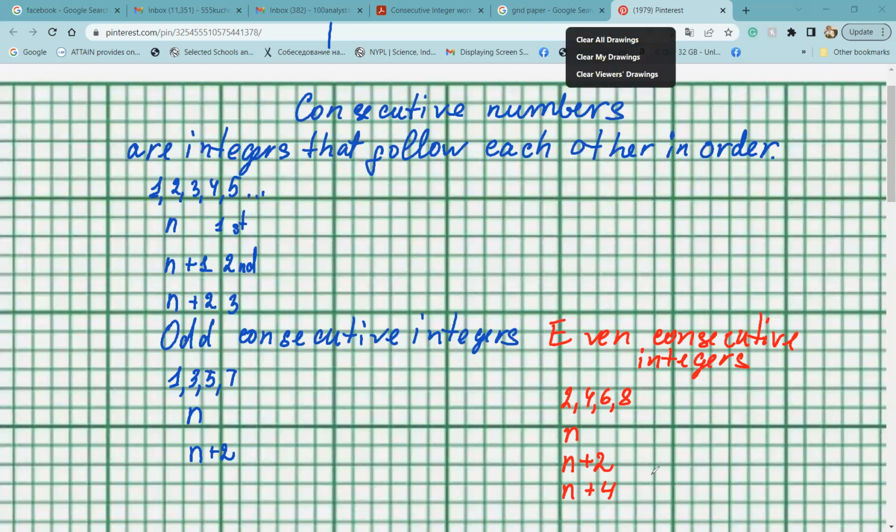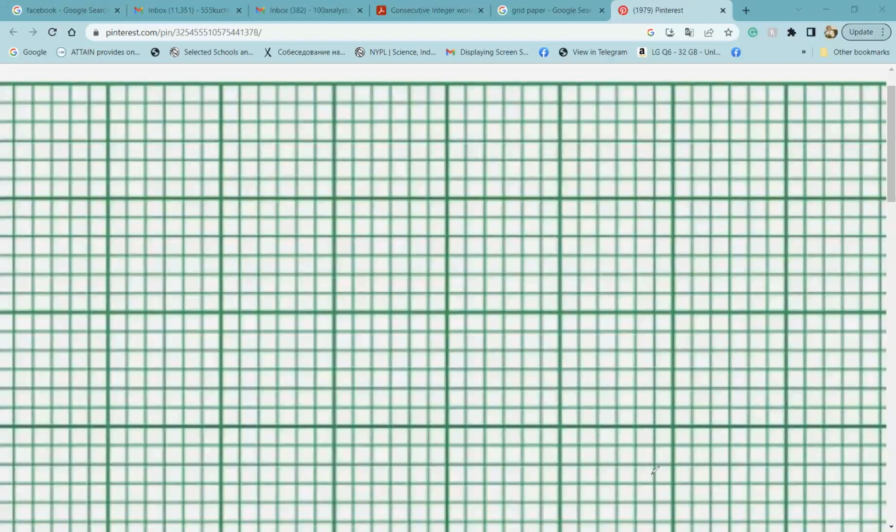Let's try to solve some problems that are related to consecutive numbers. Let's write down this example. For example, you need to write down for yourself the exercise: find two consecutive integers whose sum is 123.